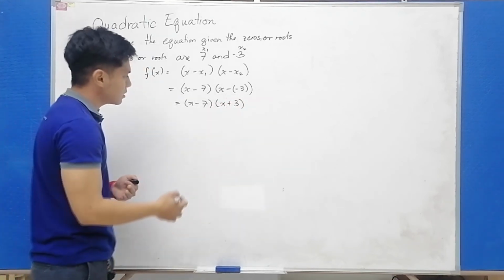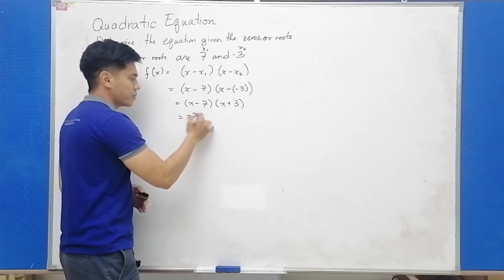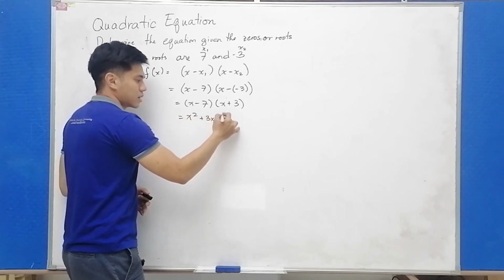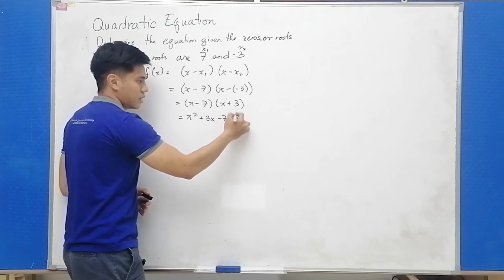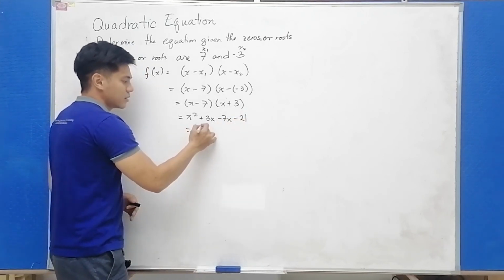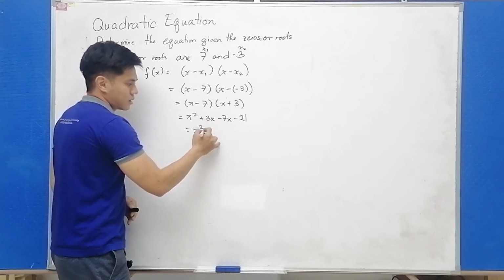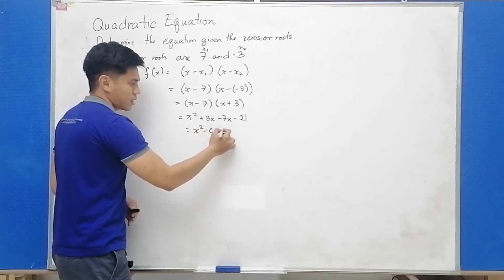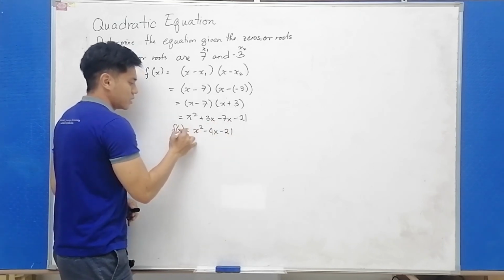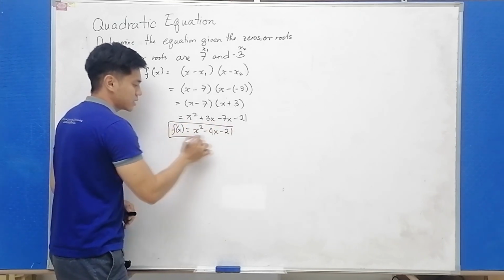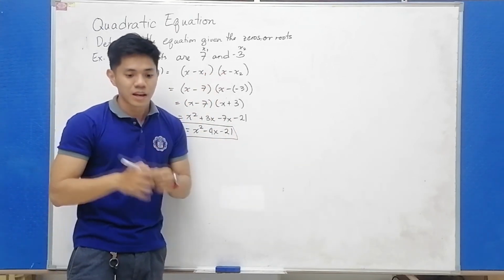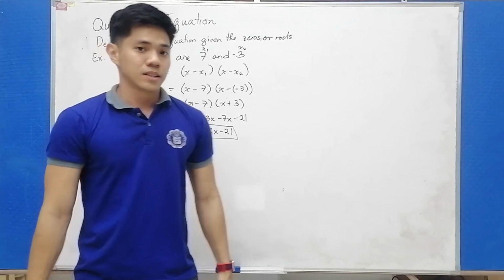So performing the FOIL method, we now have x squared plus 3x minus 7x and minus 21. Simplify that. We have x squared minus 4x minus 21. That is our function given the roots. So that's just that simple. Those two numbers, we just have to substitute in this formula, and we have our final answer. And that's it.